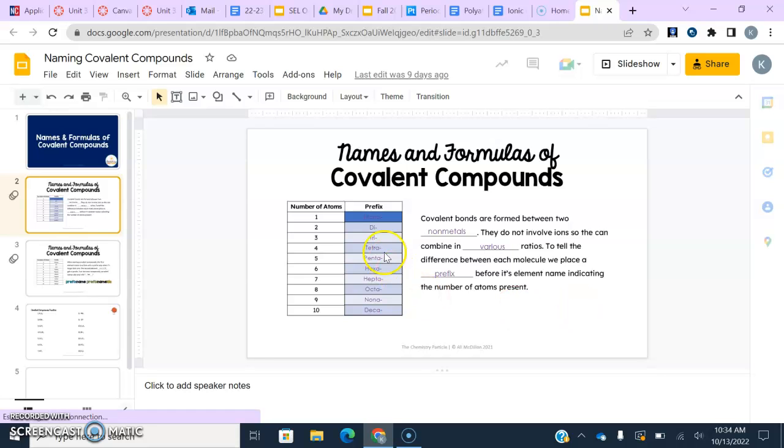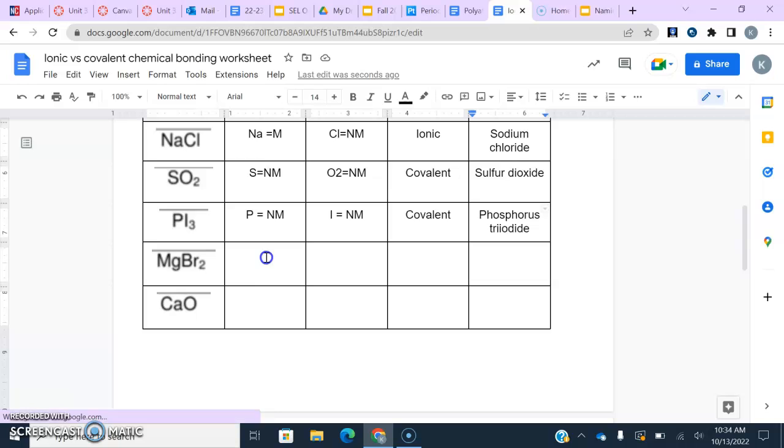It's right here in the second one. So here are your prefixes. The 3 is tri, so we know we would use tri as the prefix. Okay, that's where that came from. All right, let's do this one.